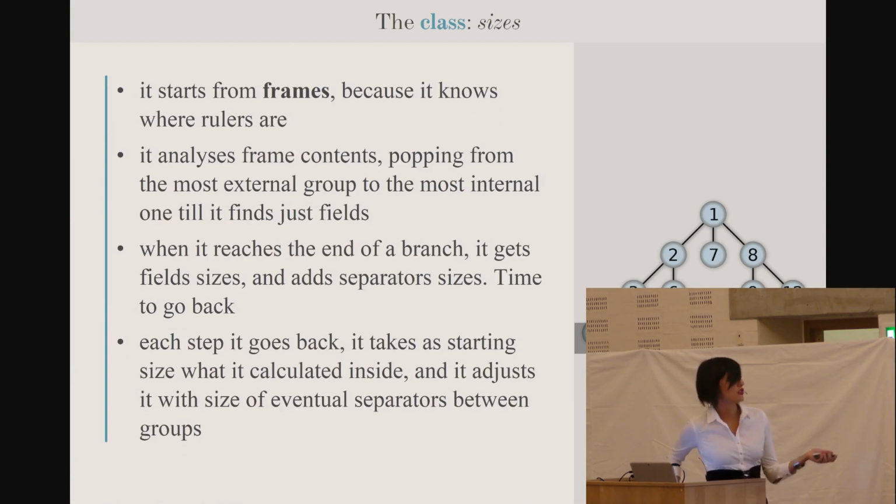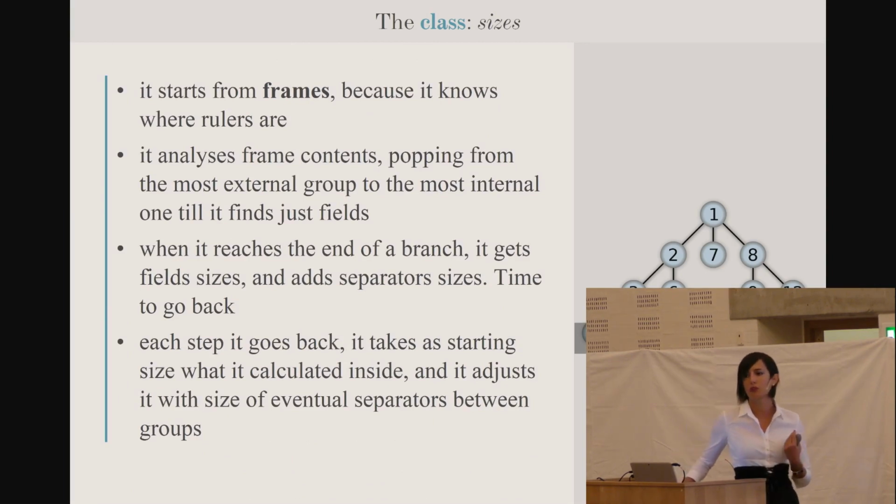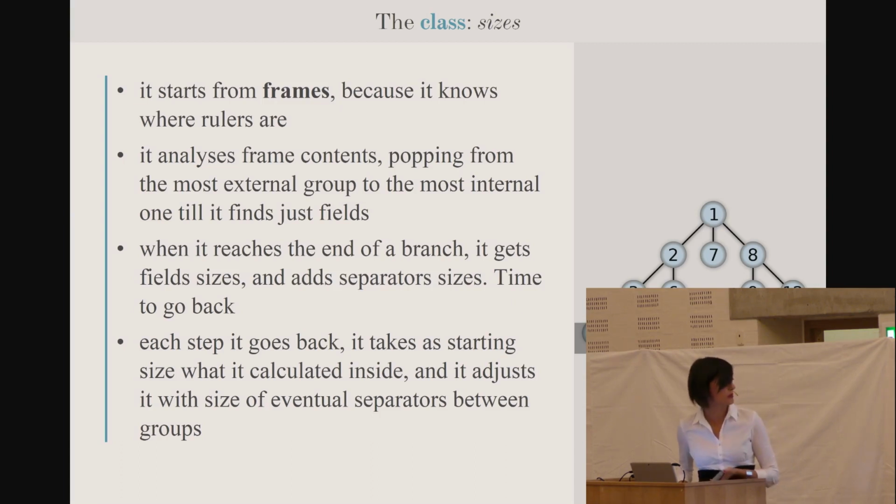When the class reaches the end of a branch and finds just fields, it gets their size that it previously got from the dictionary and adds the separator size. So now the class knows the size of fields and their separators, and this is the time to start to return back. At this moment, each step the class goes back, it takes as starting size what it calculated inside, and it adjusts it with the size of eventual separators between groups.